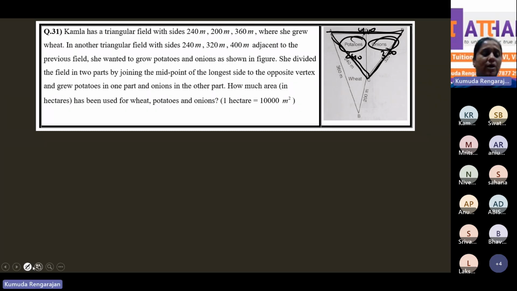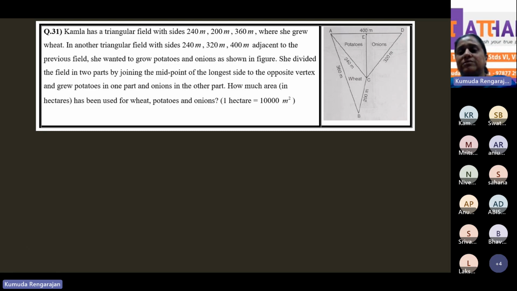Now here we use the property of the median. Kamala herself marks the midpoint of the longest side. So this is the longest side. She takes the midpoint and joins that to the opposite vertex. So she constructs the median herself, but she does not know it's a median. She knows that by doing that she can divide the field into two portions equal in area.